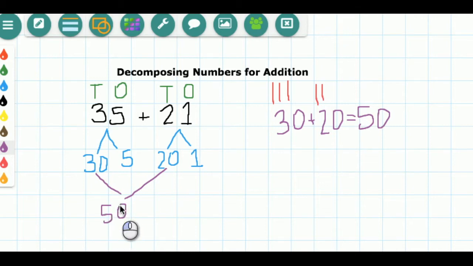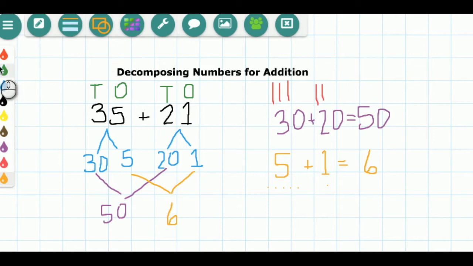And next we can add our ones. So you'll see we have 5 ones and 1 one from these two numbers. We're going to again write it off to the side. So 5 plus 1, because again this is an addition equation. And you can draw in place value blocks to help yourself. 1, 2, 3, 4, 5, and 1. Together equals 6. And we'll write that off to the side again.